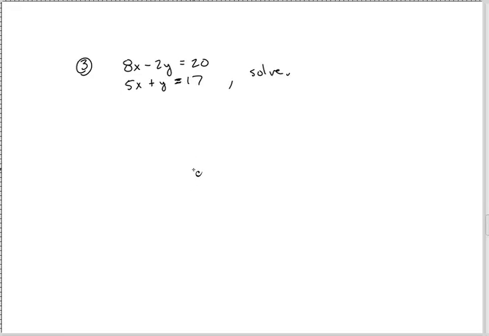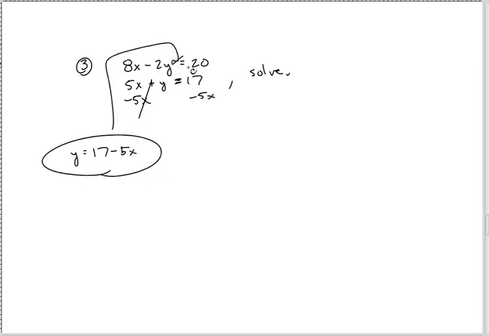Okay, so it says solve. There are a couple of ways we can do this again. We could try the addition method. We could try a substitution. I'm going to try to get y by itself. This one looks like you can get y by itself pretty easily. So I'm going to subtract the 5x first. So I get y is equal to 17 minus 5x. That's my formula. And now I can just plug it in right there.